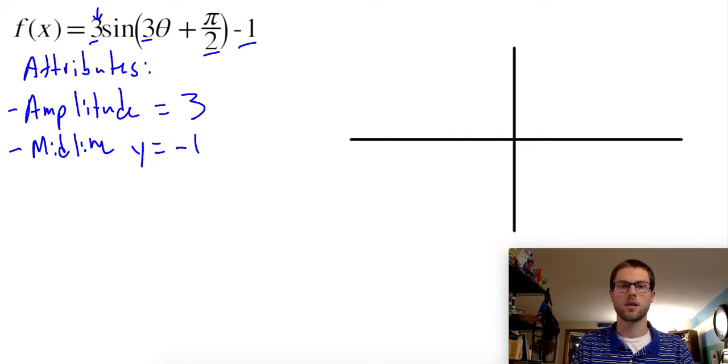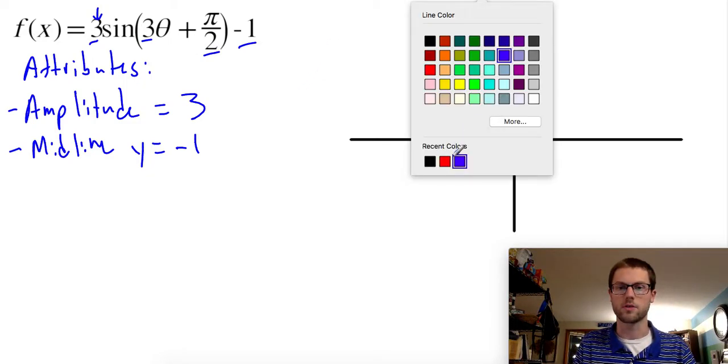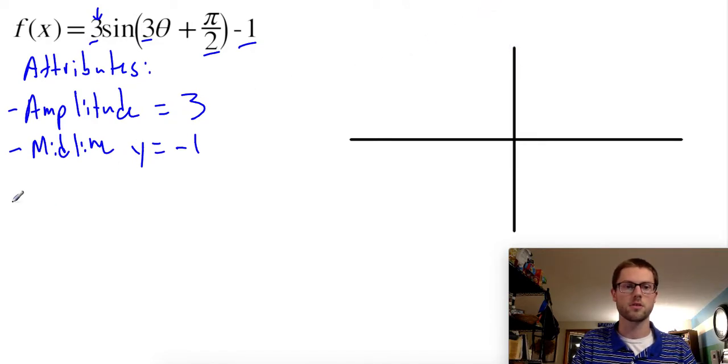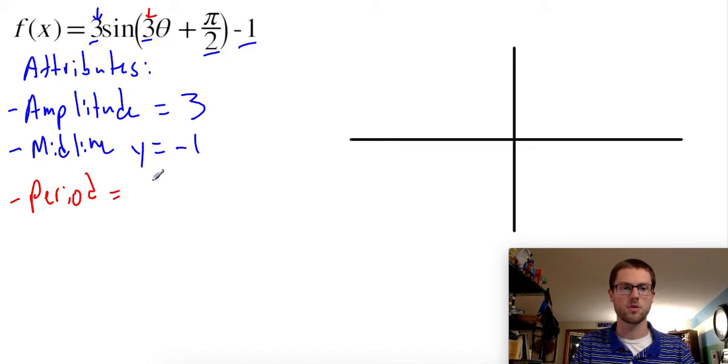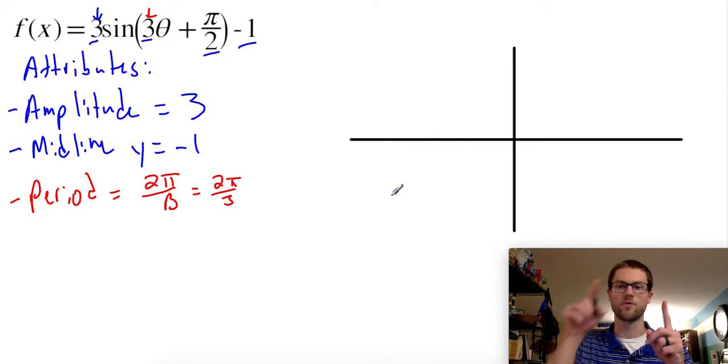And now let's take a look at the horizontal transformations. The first thing I'm going to look at here is the period. If I have a b value, as I do here, that's going to change the period of the function. And the period is always going to be 2 pi over my b value, or in this case, 2 pi over 3. So that means it's going to take 2 pi over 3 radians to complete one full cycle, one full wave of this sine curve.